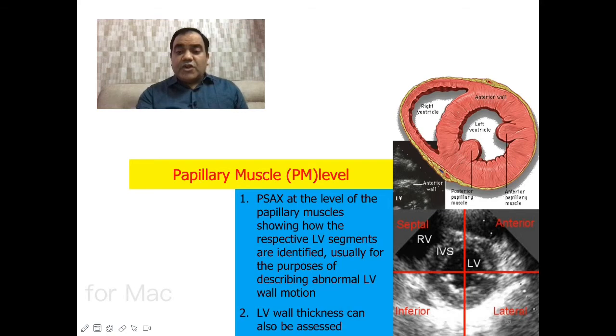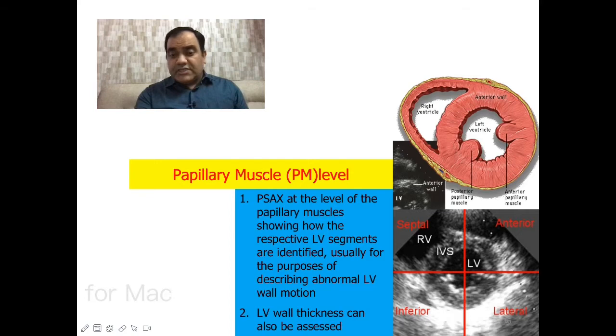And this is the short axis view at the papillary muscle level, showing how the respective LV segments are identified, usually for the purpose of describing abnormal left ventricular wall motion abnormalities, and LV wall thickness can also be assessed in this view.